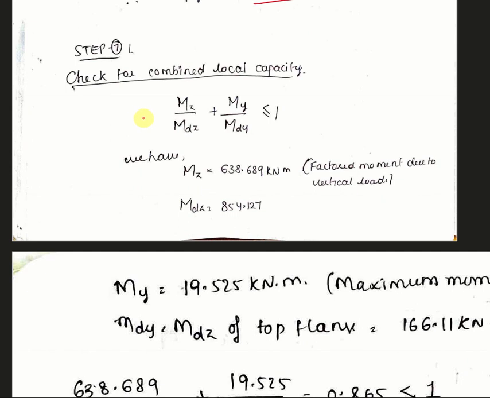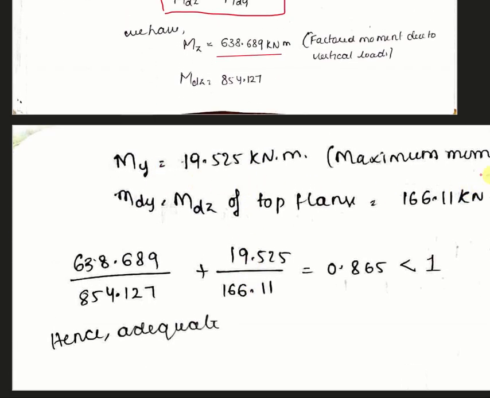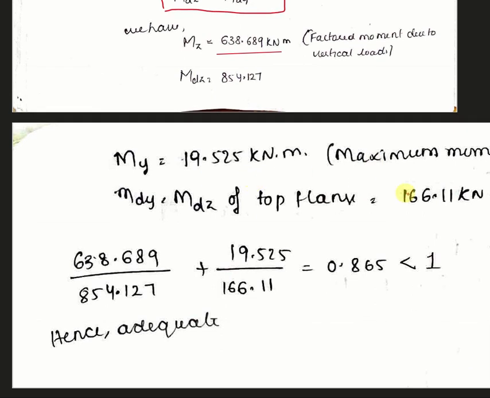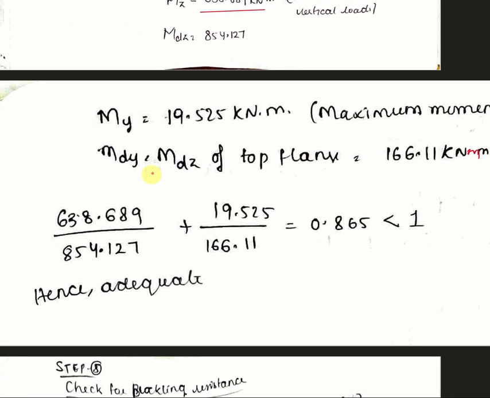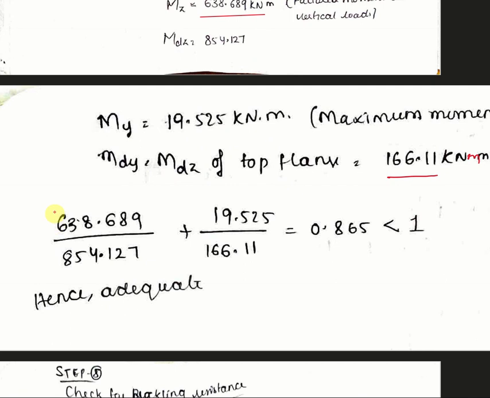Let us check for combined local capacity. So this is the case: Mz by Mdz plus My by Mdy less than or equal to 1. Here Mz is, we have already calculated, the factored moment due to vertical loads, 638.689. Mdz we have just calculated, 854.12. My is 19.525, the maximum moment due to horizontal loads, which we calculated using cross multiplication. Mdy is Mdz of the top flange. All are calculated, so we just have to substitute.